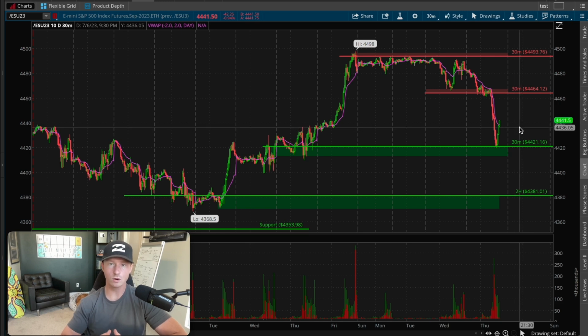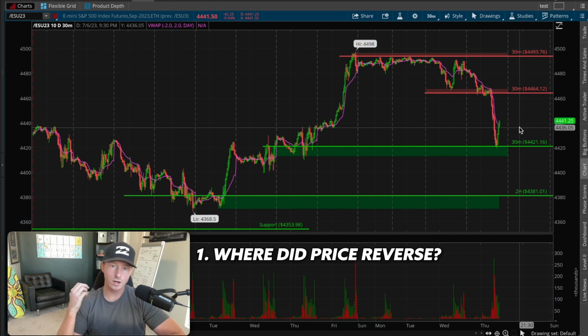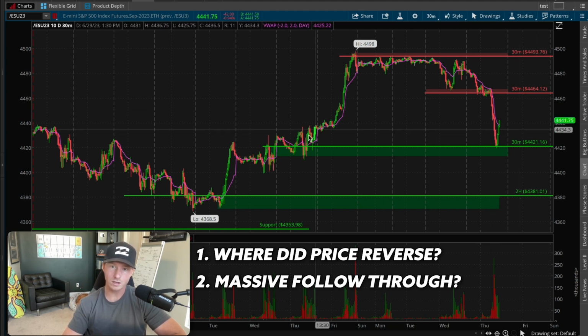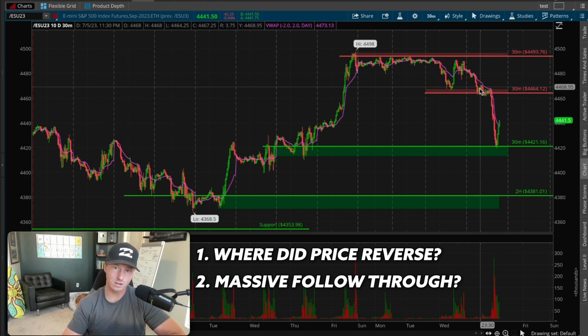And what you want to look for when it comes to supply and demand zones is two main things, right? Where did price reverse at? And where did it have massive follow through? Okay, so if we look back, we can see we basically had a massive move up. And as you can see, we haven't tested this area since basically last week, right? And we've came all the way down since then, and we've created supply zones along the way.